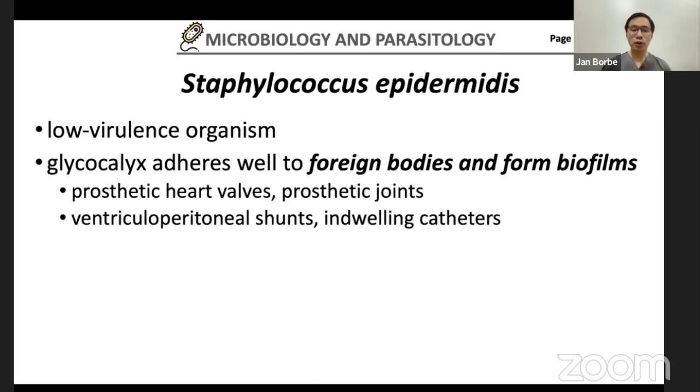Okay? So you have to read the question very well. If the question is alluding to IE in the setting of prosthetic heart valves, in a patient who may have biofilm production, then you answer Staphylococcus epidermidis. But when we're talking about IE in general, especially in injection drug users, Staph aureus is still the answer. So again, it all boils down to context.